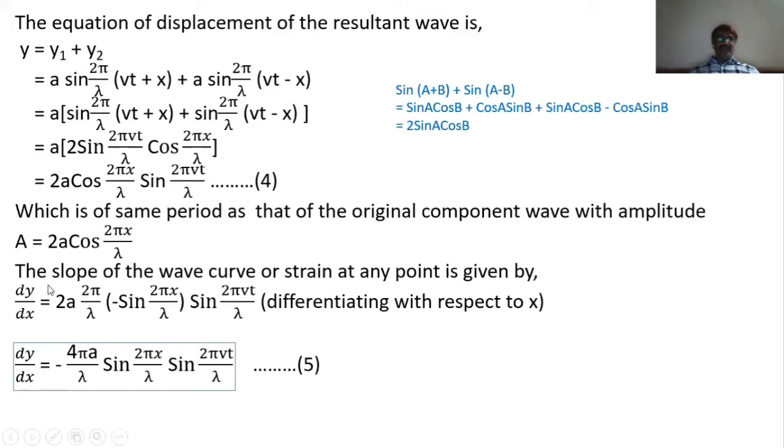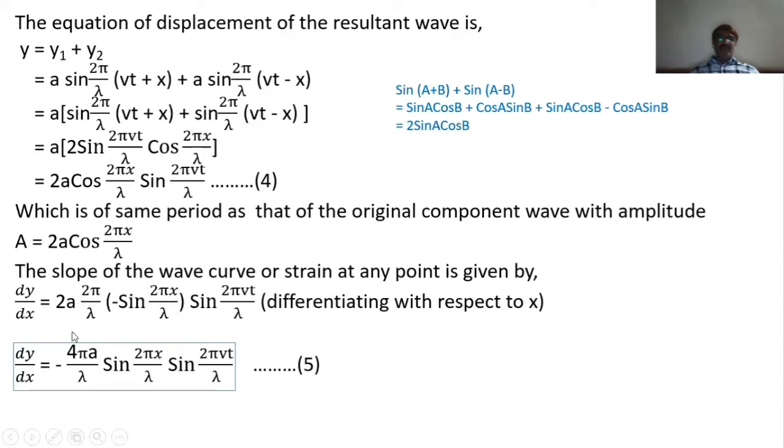Now, if we differentiate equation 4 with respect to x, we will find the slope of the wave, or strain, at any point in the medium due to the stationary wave. So differentiation of y with respect to x: here there is no x in the sine 2 pi vt term, so it remains constant. Only the cosine term changes. Differentiation of cosine is minus sine, so it is minus sine 2 pi x by lambda multiplied by the coefficient of x, that is 2 pi by lambda.